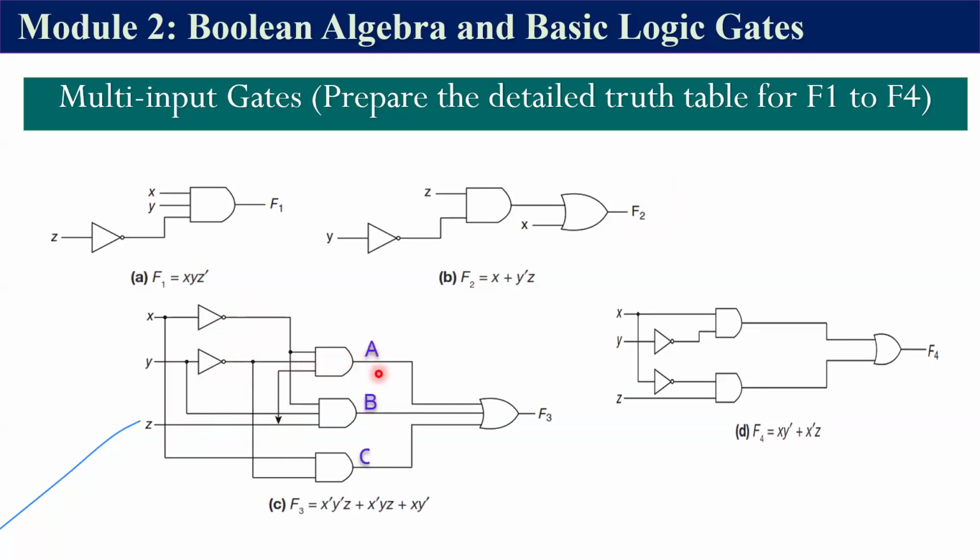Coming to this output now, I would like to see A. And A will be what? A will be your X prime and Y prime and Z. I want to see the output A as you progress in that place. I would also like to see the same thing for this.